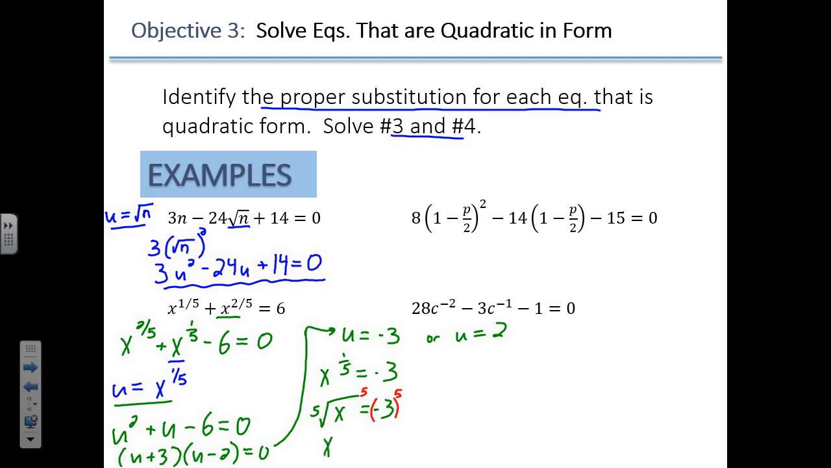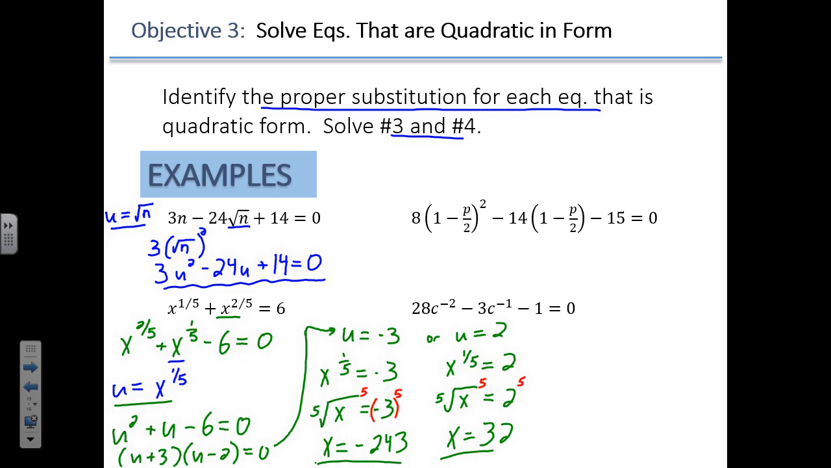And one of our solutions is x equals negative 3 to the 5th power, which is negative 243. When u is equal to 2, that's the same as saying x to the 1/5 equals 2, which is again the same as the 5th root of x equals 2. We'll raise both sides there to the 5th power to get rid of that 5th root, and we can conclude that x is equal to 32.